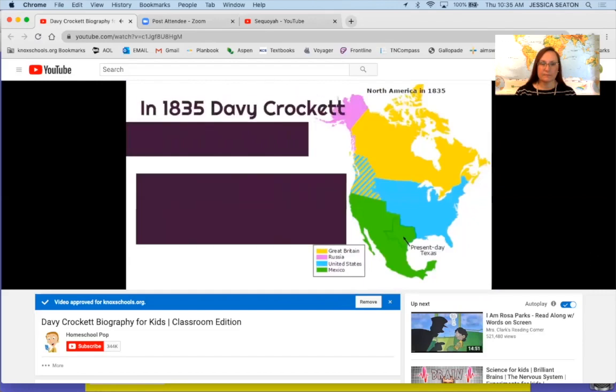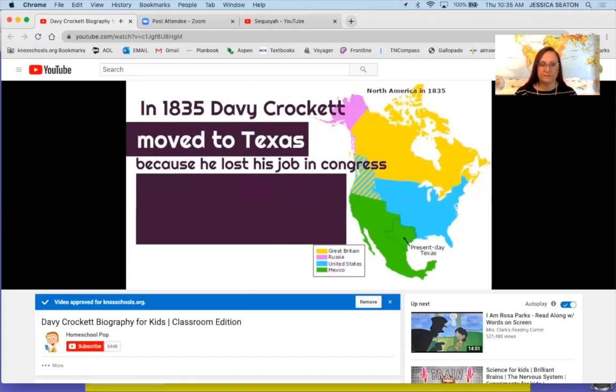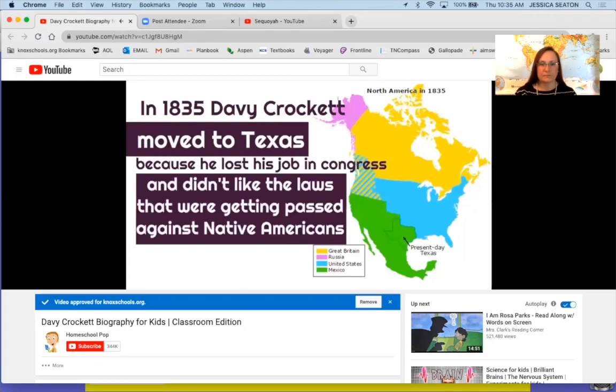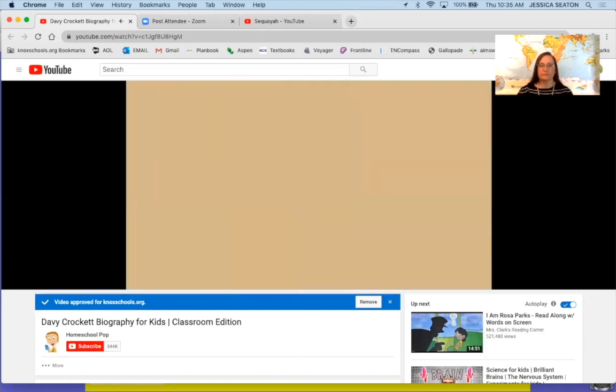In 1835, Davy Crockett moved to Texas because he lost his job in Congress and didn't like the laws that were getting passed against Native Americans. Now, this was when Texas was part of Mexico. But just like the United States did from Britain, Texas declared independence that next year from Mexico. They wanted to be their own country.